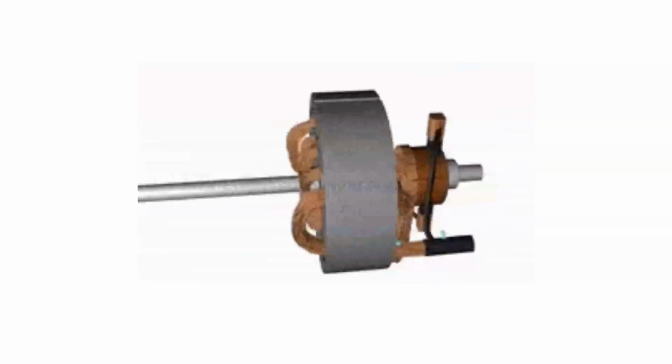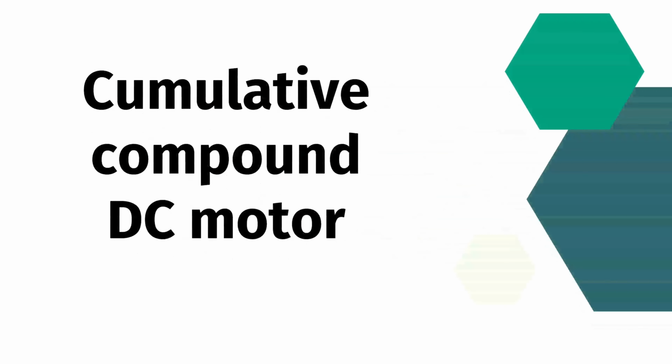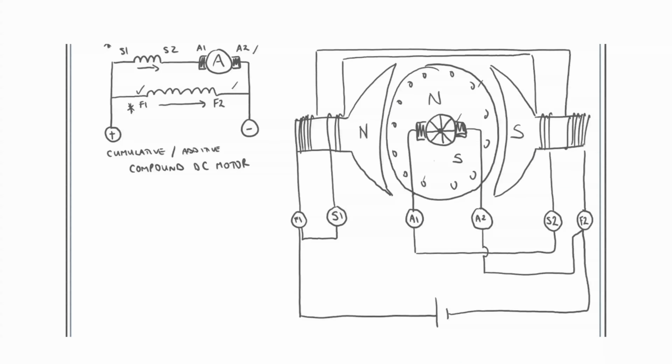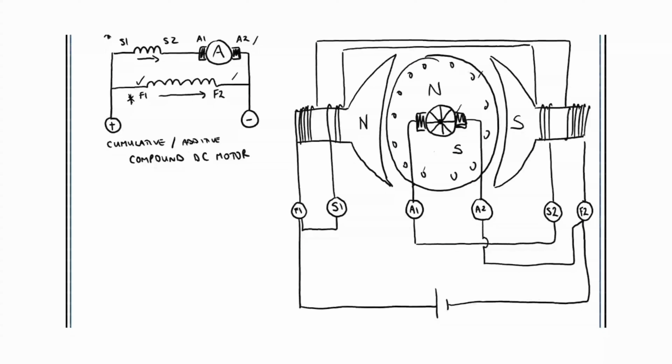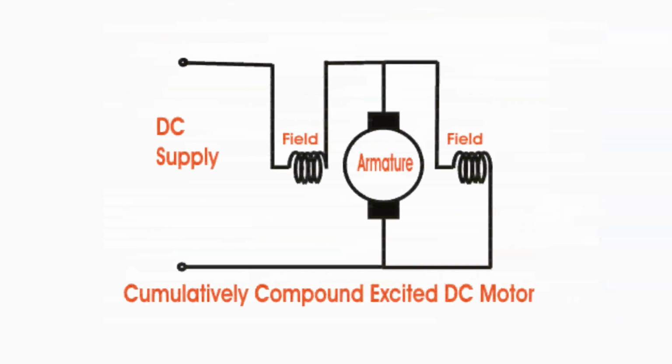Next is the cumulative compound DC motor. A cumulative compound DC motor is an electric motor that has both the series and shunt windings in the field. This provides high starting torque and a relatively constant speed. Cumulative compound DC motors are used for driving compressors, centrifugal pumps, shearing machines, elevators, continuous conveyors, circular saws, rotary presses, and so on.